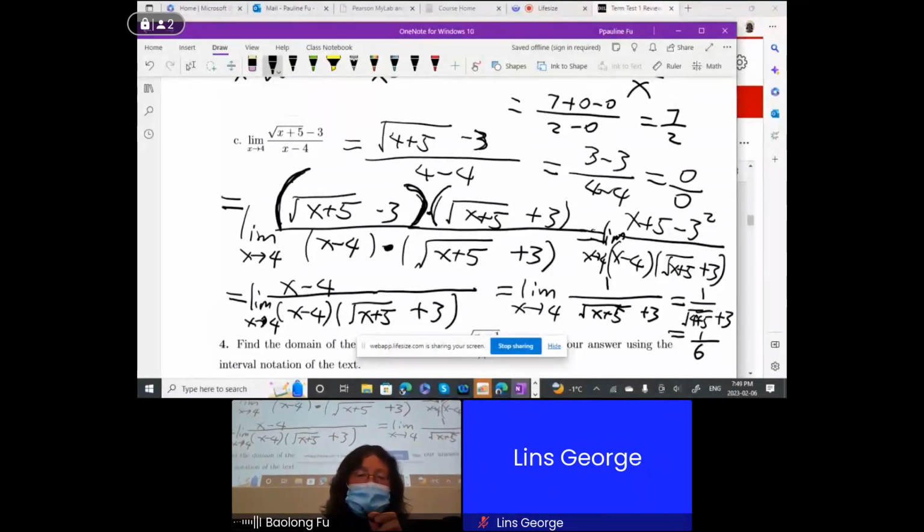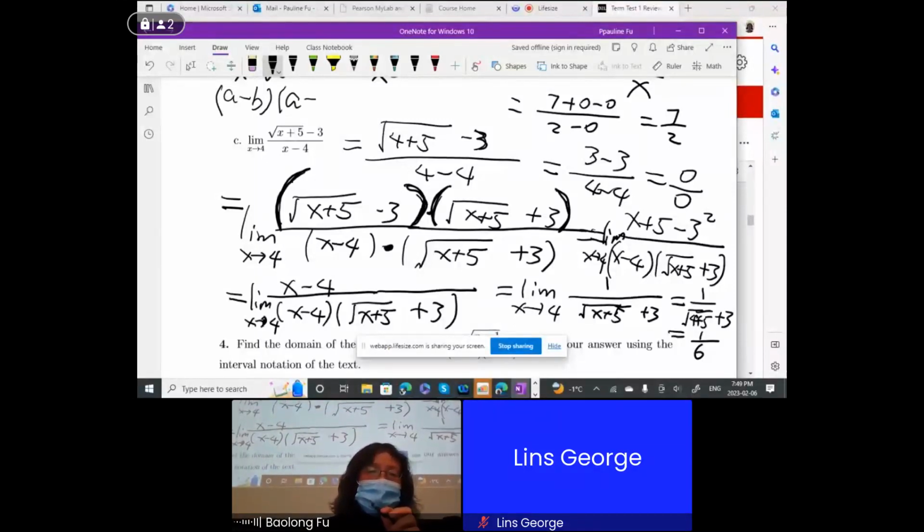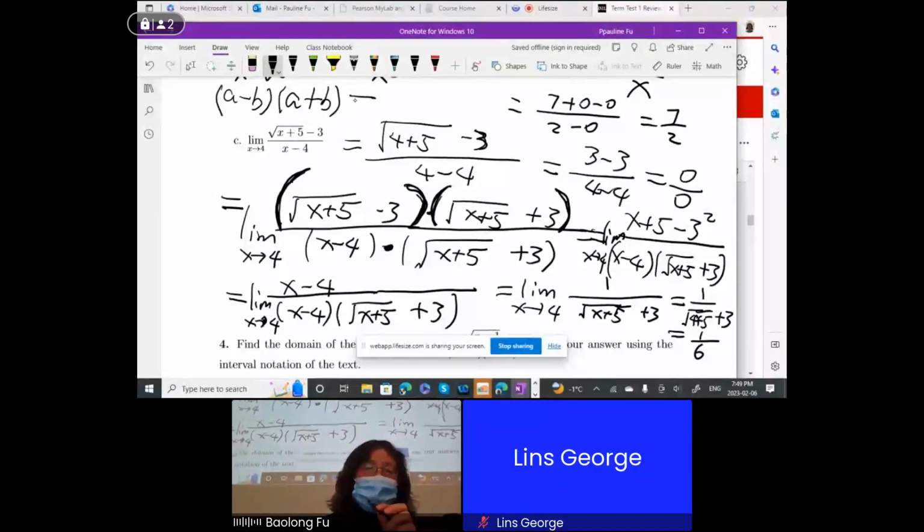How do I know these two bracket terms together equal to x plus 5 minus 3 squared? It is based on this basic formula. A minus B times A plus B equal to A squared minus B squared. Based on this formula. Oh, okay. Okay, thank you for asking.